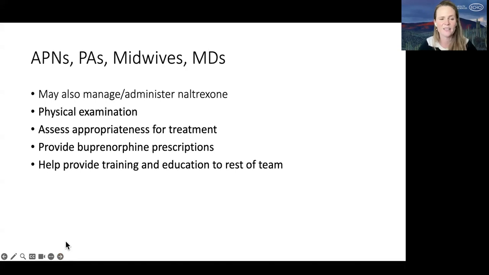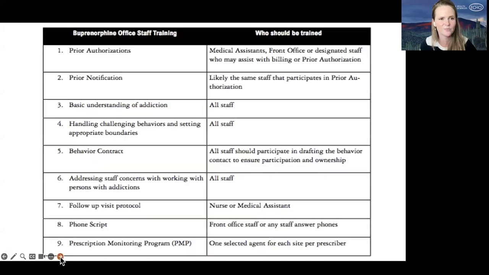In terms of advanced practice nurses, physician's assistants, midwives, MDs, obviously some very unique functions with these clinical roles. And also they're really important as a conduit for training and education to the rest of the team, to making sure that the team has access to the latest and most relevant research based on the population in the clinic. So this is sort of the abbreviated chart of who gets trained for what in this model.